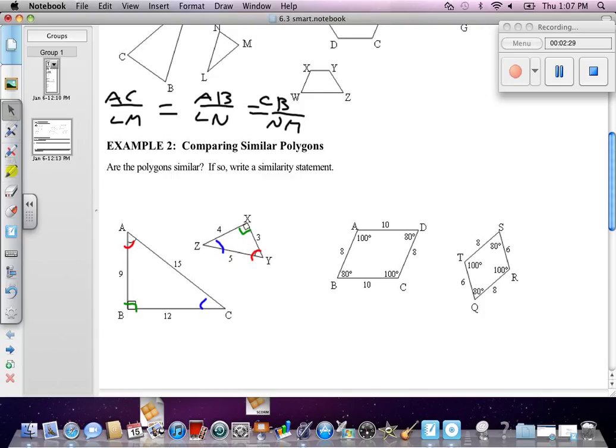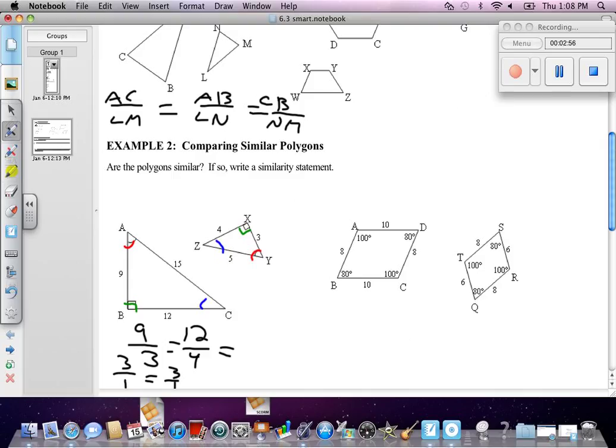So I'm going to say AB. What side is corresponding to AB? XY. So that's 3. Is that equal to BC, which is 12, and what's corresponding to BC? XZ, which is 4. So they have the same ratio. 9 over 3 can reduce to 3 over 1, right? 12 over 4 reduces to 3 over 1.